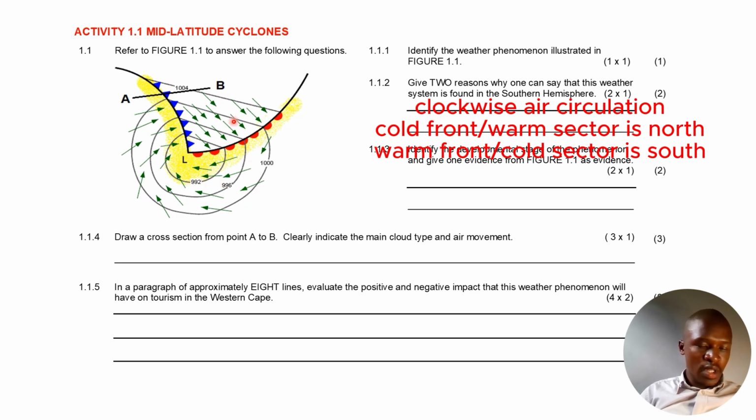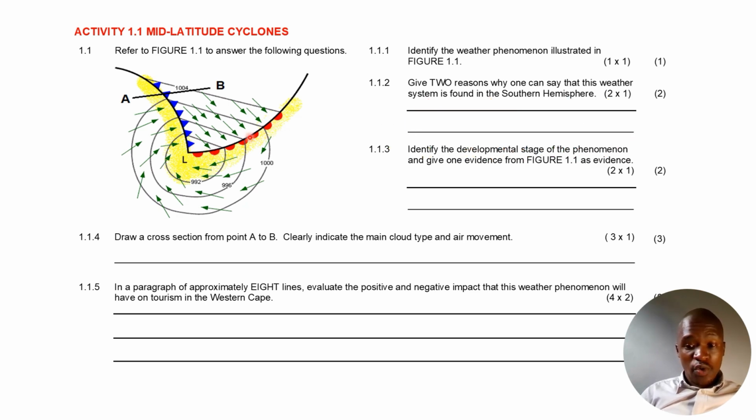That's another reason. Another reason you can give, let's look at the position of this cold front. The cold front is found north. It's found above. Whereas the warm front, you can see it's below, so it's found south. I'll show you a diagram so you understand clearly what I'm talking about. If the cold front is found north while the warm front is found south, it shows us that it is in the southern hemisphere. In the southern hemisphere, the cold front is above and the warm front is below.